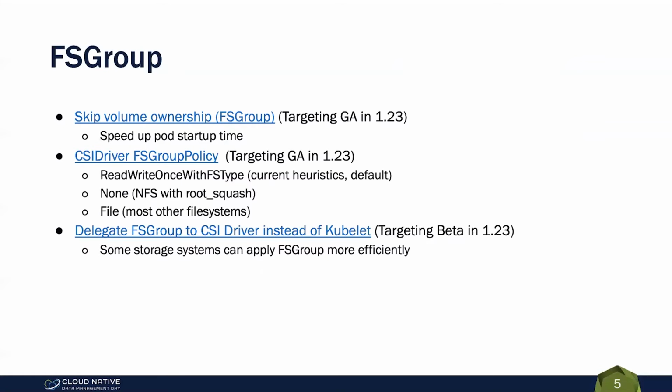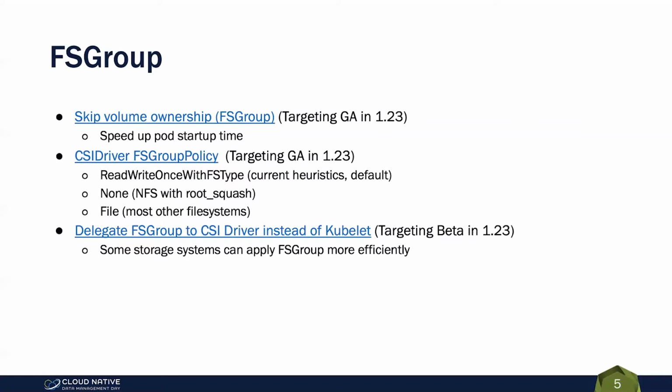The second one is CSI FSGroup policy. Sometimes FSGroup cannot be applied to volumes at all. For example, if the volume is a NFS share with a root squash option. So we have this feature for CSI driver to opt in. In CSI driver spec, there is a FSGroup policy.